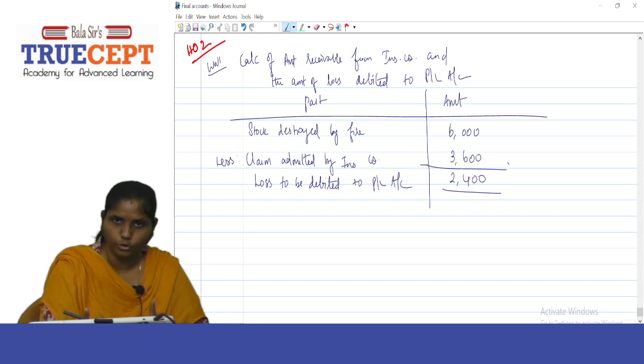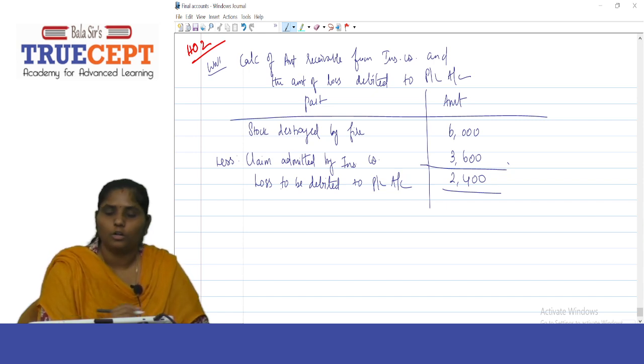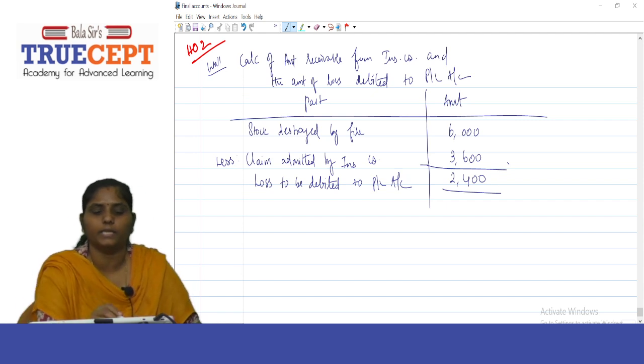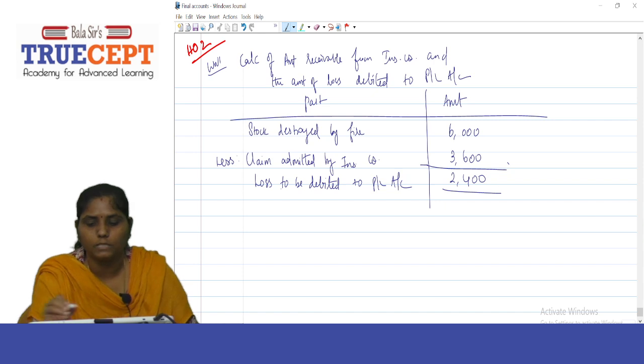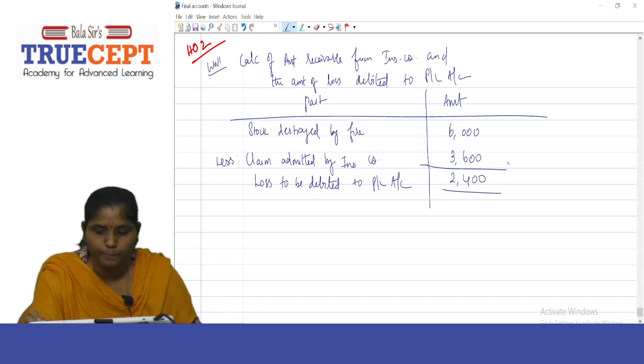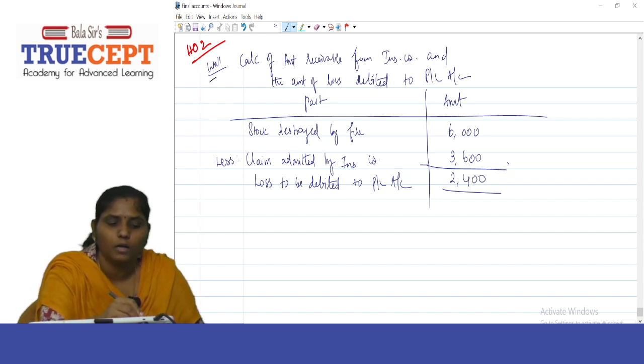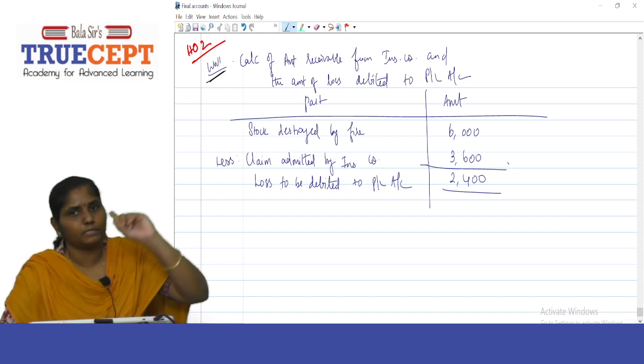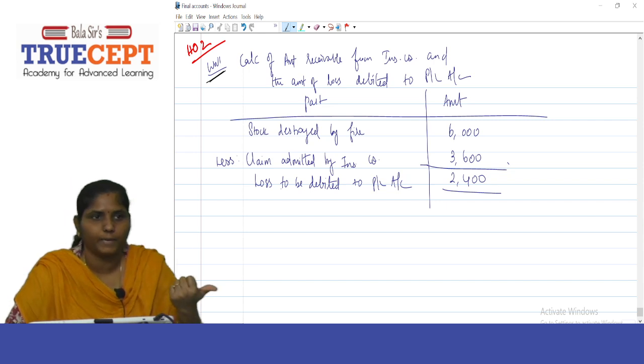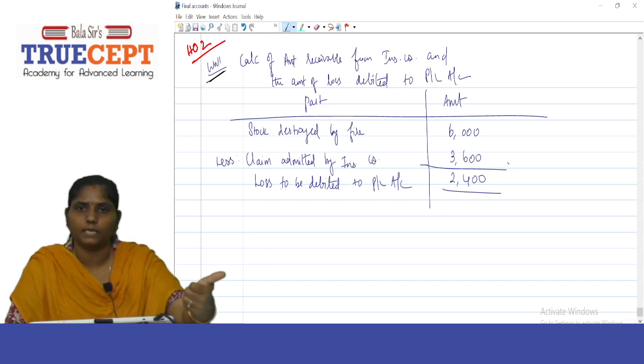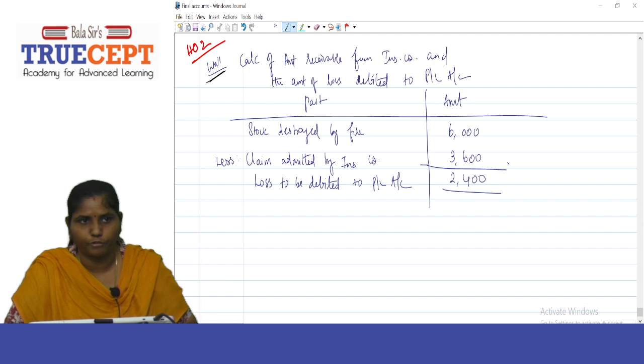Okay, remember I told you time will be a constraint in the accounts exam. Don't write journal entry. What is required is to show how much is the stock destroyed, how much is the claim admitted, what is the loss to be debited in P&L. And this is the working note number 1. So I will refer this when I am writing this 2,400 in the P&L and also 3,600 in the balance sheet. Both the places I will refer this working note.